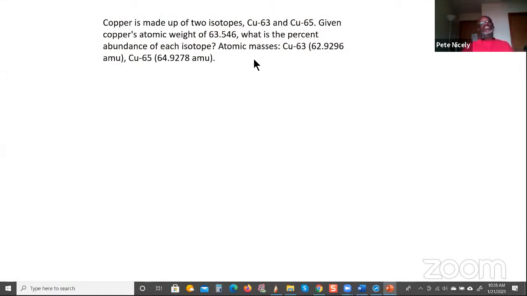Okay, so this question says, copper is made up of 2 isotopes, and it gives you the isotopes, copper 63 and 65. And it says, given copper's atomic weight of 63.546, what is the percent abundance of each isotope? And it gives you the atomic masses of each isotope, right? So the difference between this one and the previous one is that in the case of the previous one, they gave you the percentages and they're asking for the weighted average atomic mass. In this case, they gave you the weighted average atomic mass and you're asked to determine the percentages. All right. So, any ideas? How would you deal with this?